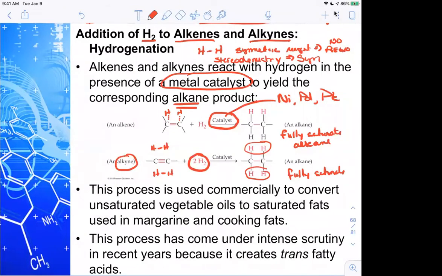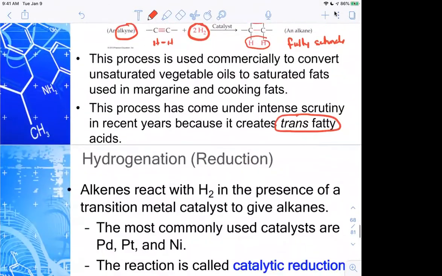It's pretty gross. Now, this process creates trans fatty acids or trans fats, which also are not very healthy for you. So this has come under intense scrutiny in recent years.